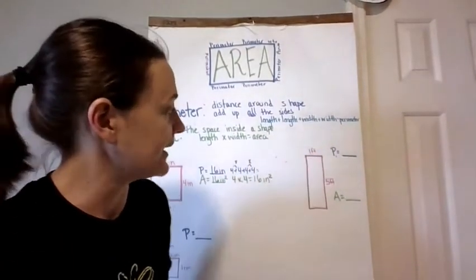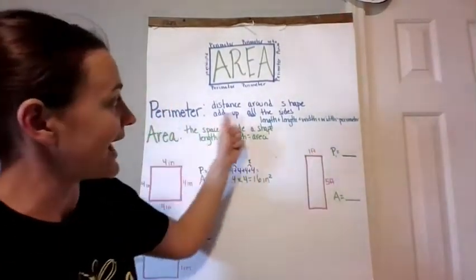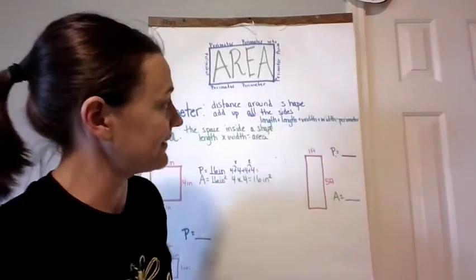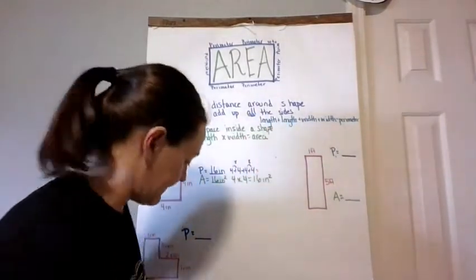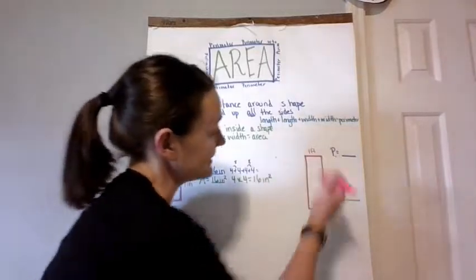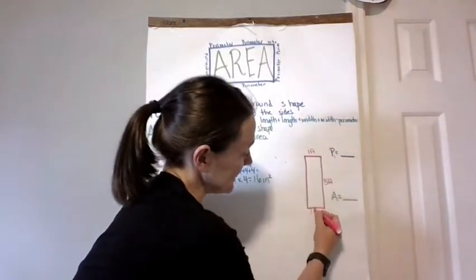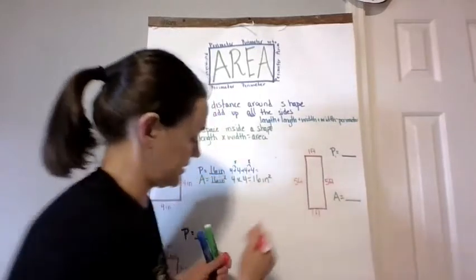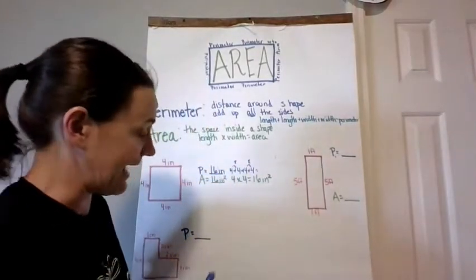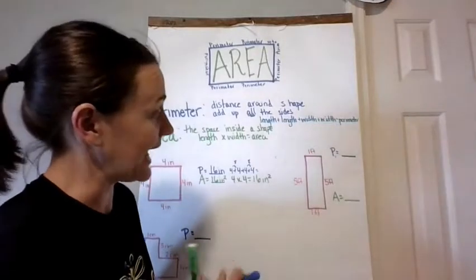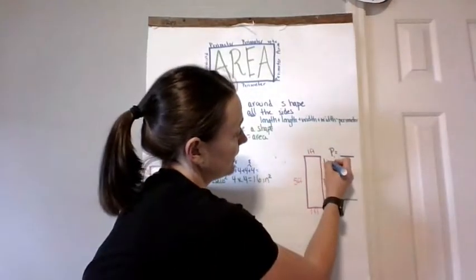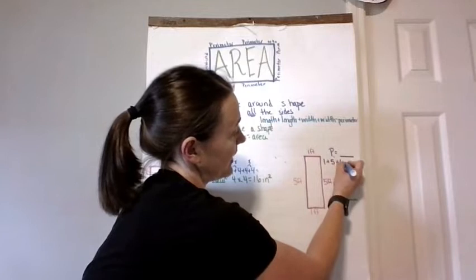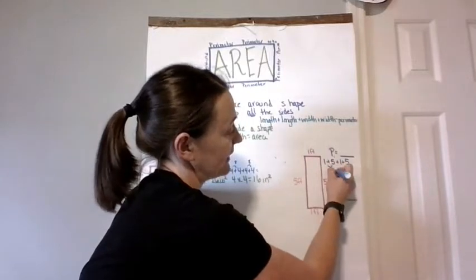Let's look at this rectangle. We want to do perimeter first. Add up all the sides. Length plus width plus width. I'm going to go through and label all my sides. That side's 1 foot, so this side is 2. That side's 5 feet, so this side is 2. So now that I have those labeled, I can add up all my sides. 1 plus 5 plus 1 plus 5. That's 6.